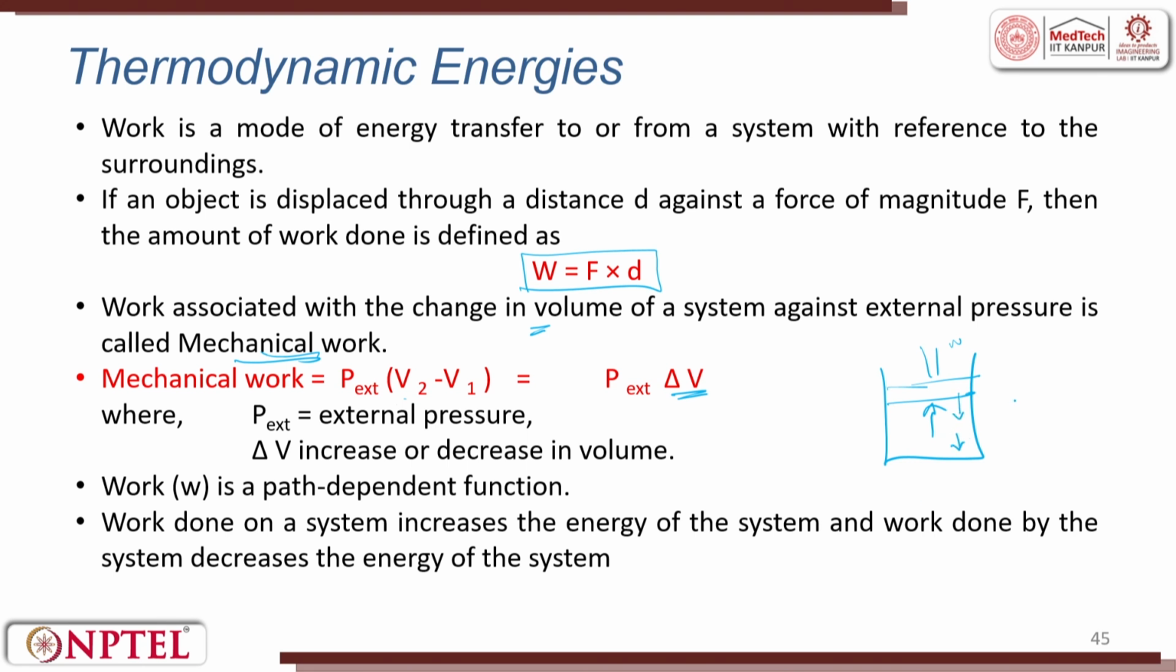So what happens, the change in volume delta V can be positive or negative, that means it can be V1 minus V2 or it can be V2 minus V1. So you can have a positive value or a negative value, and that depends on delta V. Okay, so the increase or decrease in the volume is possible.